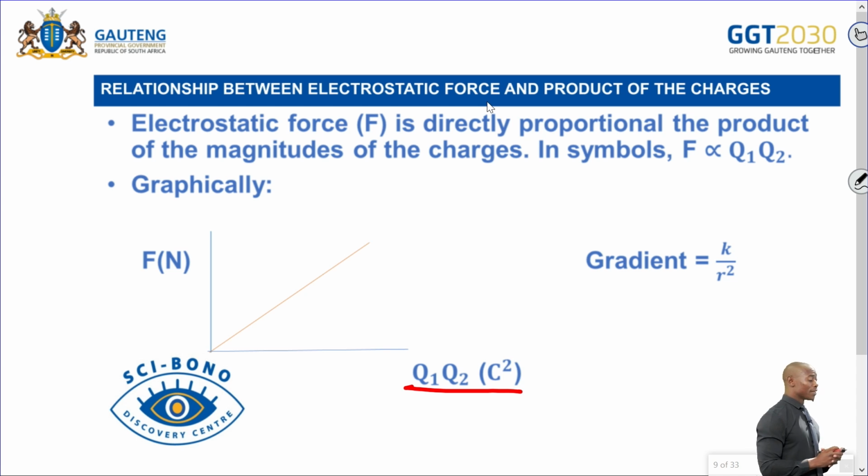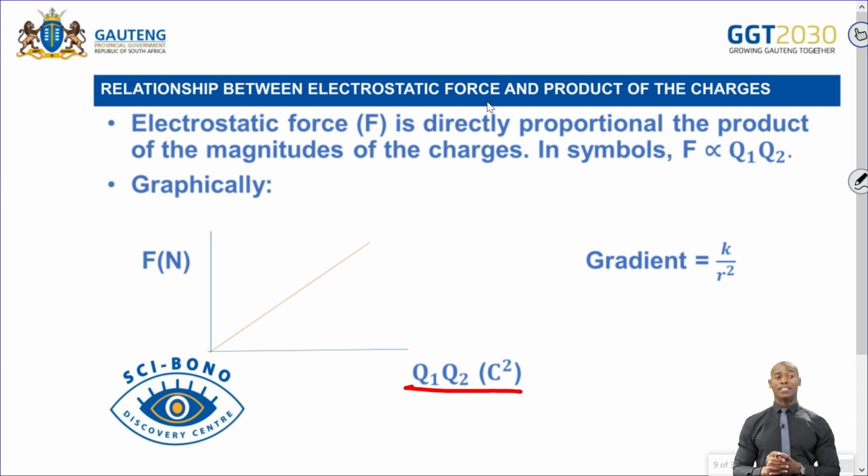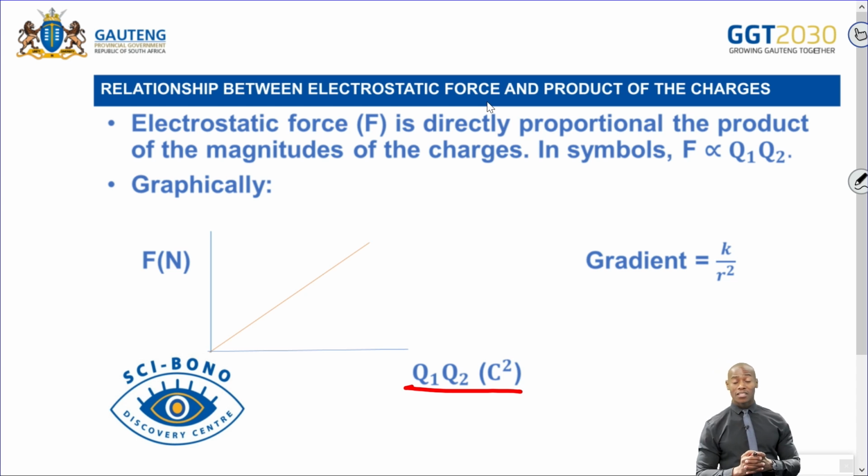So which means that if Q1Q2 increases by a factor of 2, even F, which is the electrostatic force, will increase by a factor of what? Of 2. That is the meaning of direct proportionality. So this is the graph that shows the relationship between the force, which is the electrostatic force, and the product of the charges.